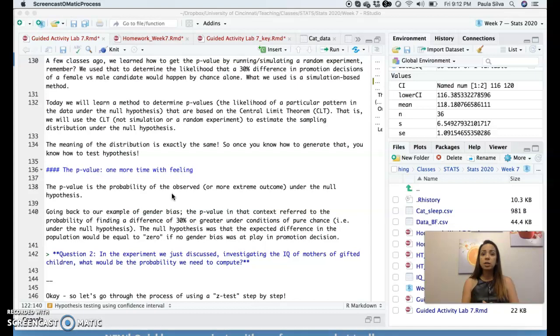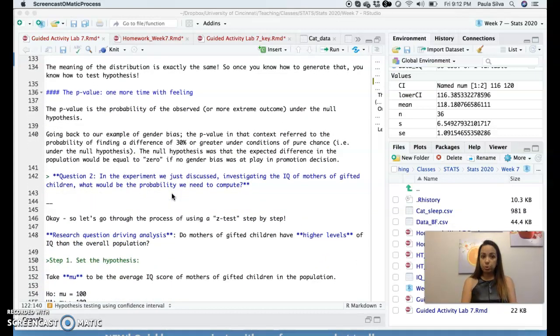So today we'll learn a more traditional method to determine p-values, the likelihood of a particular pattern in the data under the null hypothesis, that is based on the central limit theorem. That is, we'll use the CLT, the central limit theorem, not a simulation or random experiment, to estimate the sampling distribution of the mean under the null hypothesis. The meaning of the distribution is exactly the same. So once you know how to generate that sampling distribution, you should basically be halfway done with testing the hypothesis.